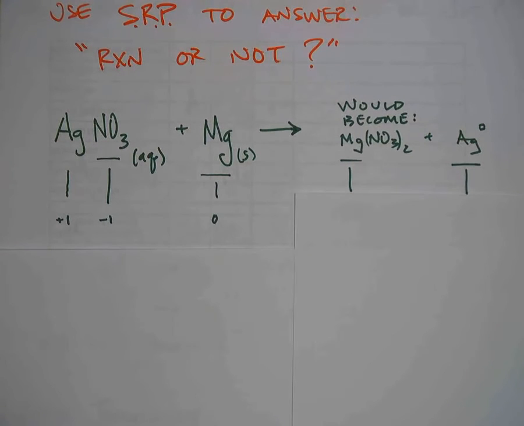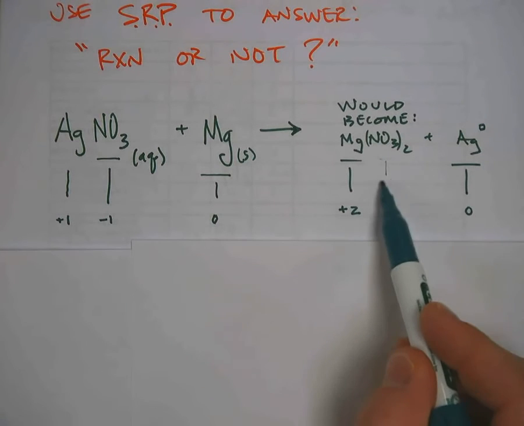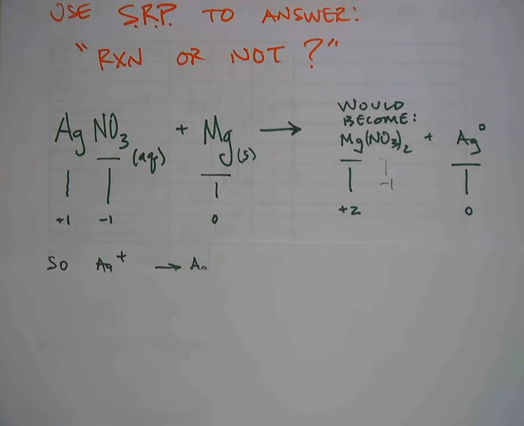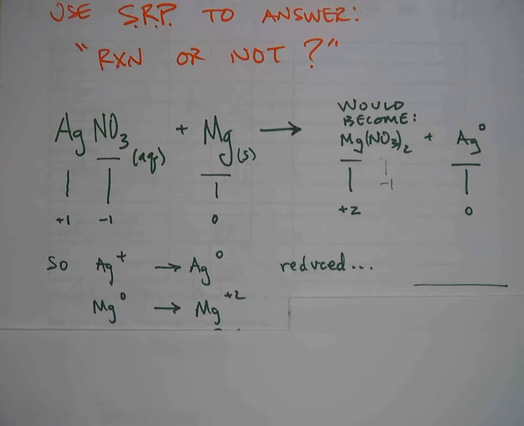Magnesium over here is 0. And then over here on the right-hand side, magnesium would become +2. Nitrate, of course, would still be its -1 charge. And then silver would become 0. And so we could tabulate this and say that silver is going from silver +1 to silver 0, and therefore it's reduced. And magnesium is going from magnesium 0 to magnesium +2, and so it's being oxidized. Okay, once again, silver's being reduced, magnesium is being oxidized.